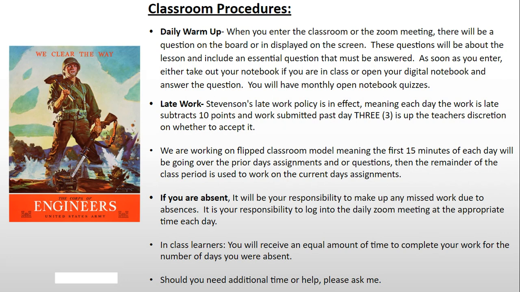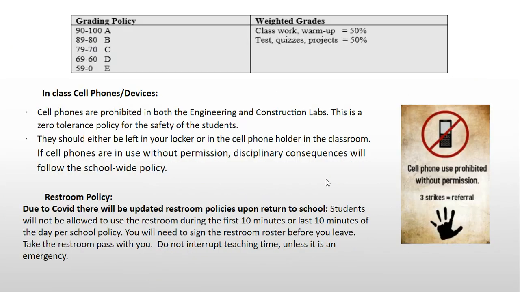Late work. So Stevenson's late work policy is in effect, meaning that each day that the work is late, you lose 10 points. Work that's submitted past 3 days is up to the teacher's discretion on whether I'm going to accept it or not. We're working in a flipped classroom model, meaning the first 15 minutes of each day is going over the prior day's assignments and our questions, and then the remainder of the class period is to work on the current day's assignment. If you're absent, it's your responsibility to make up any work. In-class learners, you receive an equal amount of time to complete your work for any number of days absent. Should you need any additional time, let me know.